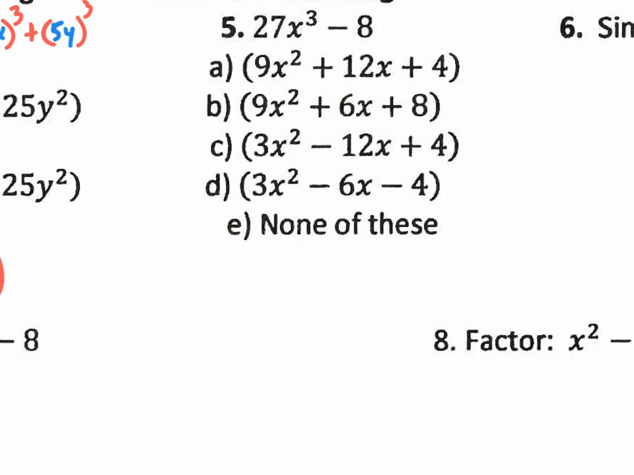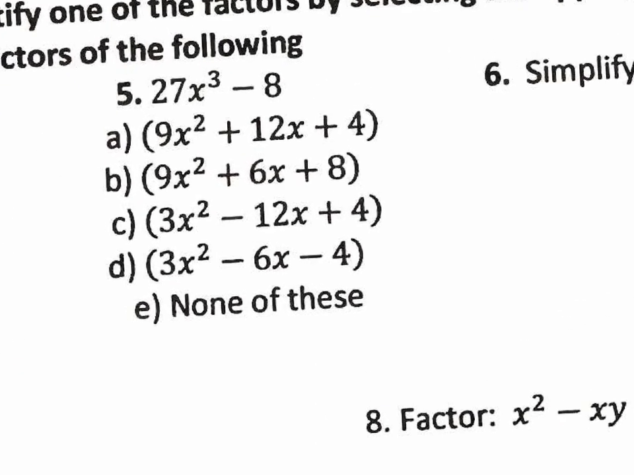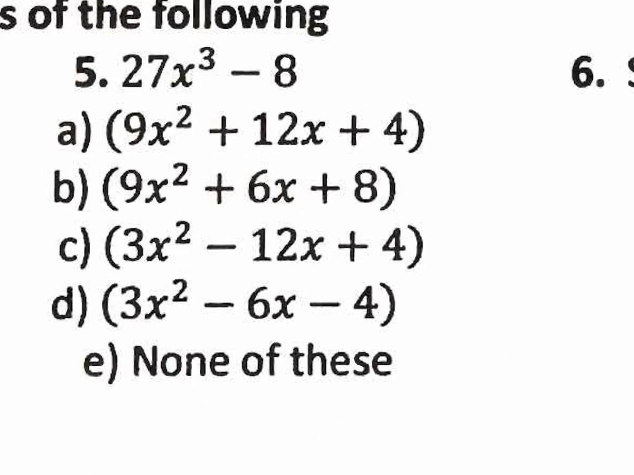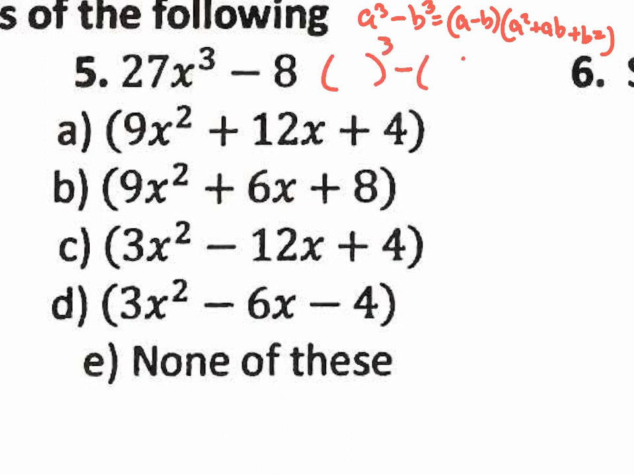Number 5. This is a difference of 2 cubes. The difference of 2 cubes formula: a cubed minus b cubed equals the binomial a minus b times the trinomial a squared plus ab plus b squared. Sorry, that's pretty ugly. But anyway, could we identify what values belong inside the parentheses?